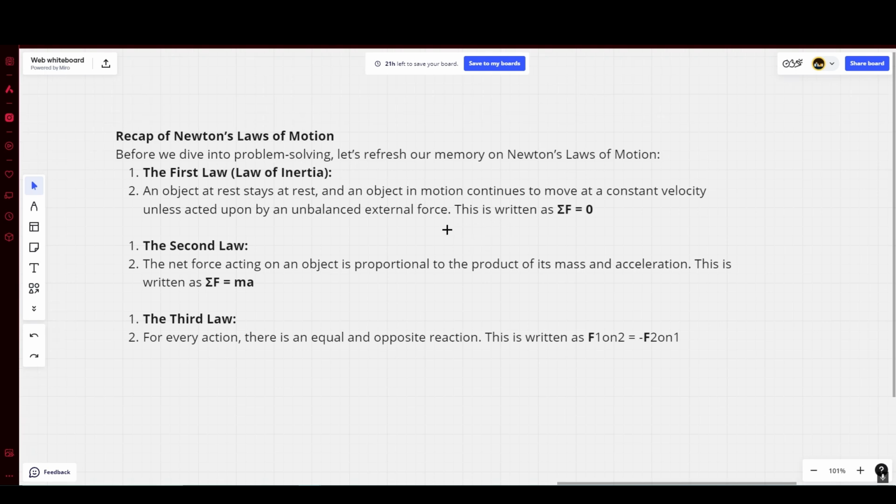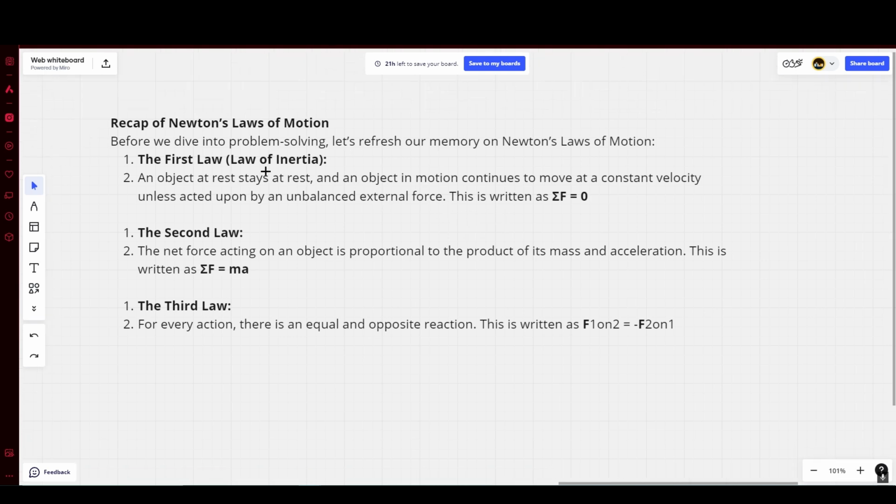Well, the ones that Newton made or stated. Anyway, the first law is the law of inertia, which states that an object at rest stays at rest, and an object in motion continues to move at a constant velocity unless acted upon by an external unbalanced force. This is written as sigma F equals 0, which just states that the sum of all forces acting on an object in a system is equal to 0, so it experiences no net force.